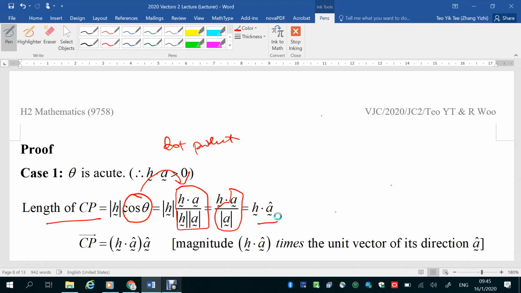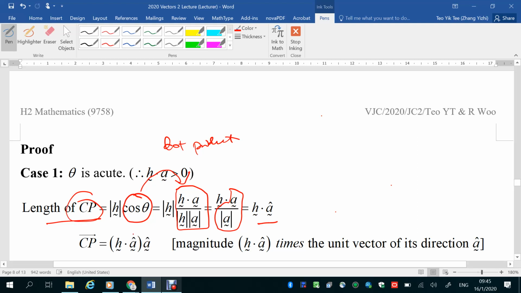Can you follow? Okay, the proof is for you to understand it easily rather than for you to learn how to prove. Usually, they will not ask you to prove it in the exams, but it's good to understand because many students have problems memorizing formulas. So if this is the length of CP, what is the vector CP?